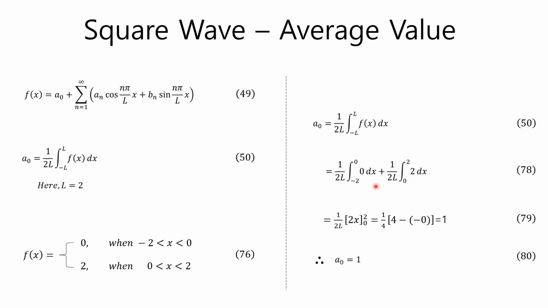The value of the first term in equation 78 is 0, and if you integrate the second term, you can get the integration result in equation 79. Therefore, as shown in equation 80, the value of A0 is 1.